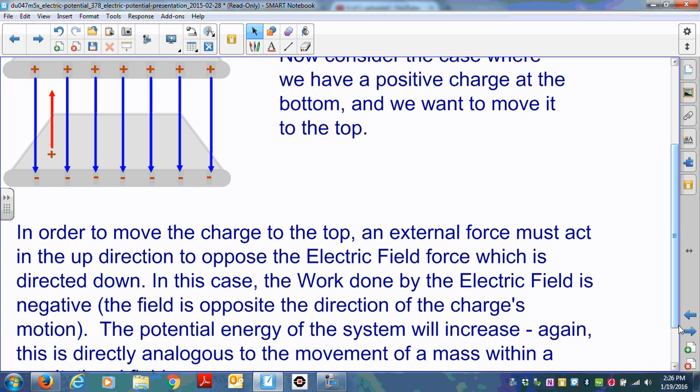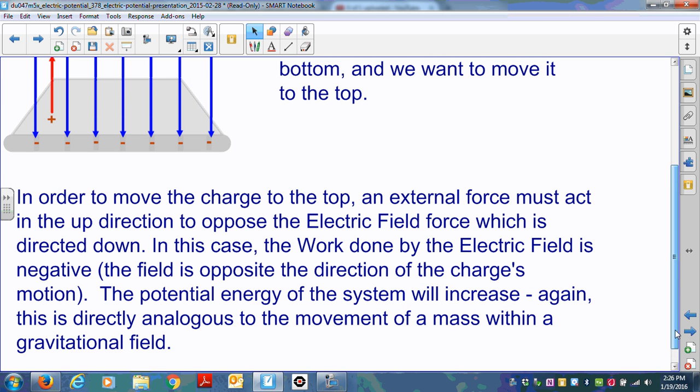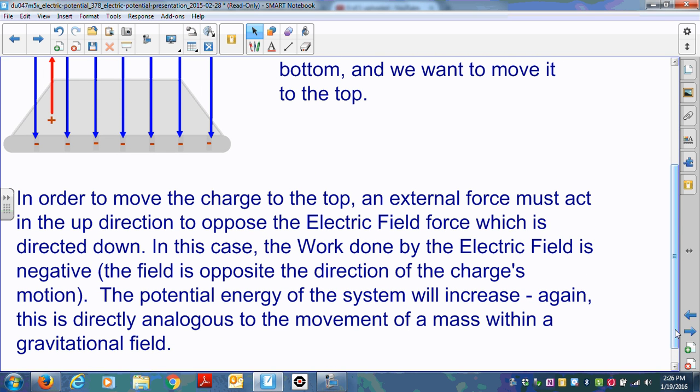Again, this is directly analogous to the movement of a mass within a gravitational field. For those of you that don't understand what this means, if I lift something upward, I'm applying a force upward in the same direction that I'm moving the object. That is giving it gravitational potential energy because it's getting higher and higher. If I were to lower the object, then it's losing gravitational potential energy.